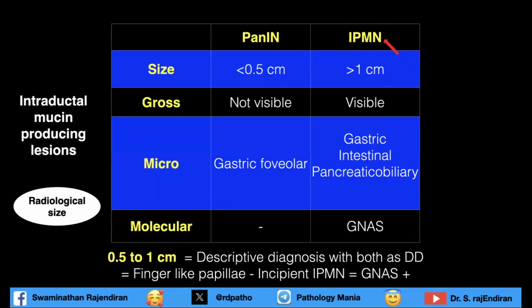What will you do when you aspirate a cyst, and how will you process it? Number 1, send it for cytology. Number 2, send it for amylase level. Number 3, send it for molecular changes with GNAS.